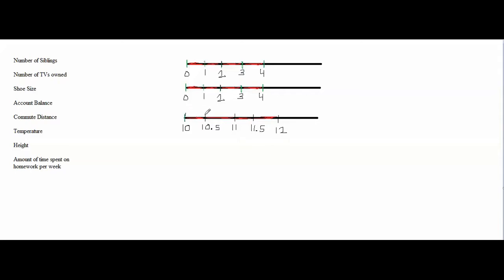And let's mark off the possible values. One way to think about this is, if it's possible to mark off the possible values, and the possible values are always separated like this with red gaps in between, then it's discrete.